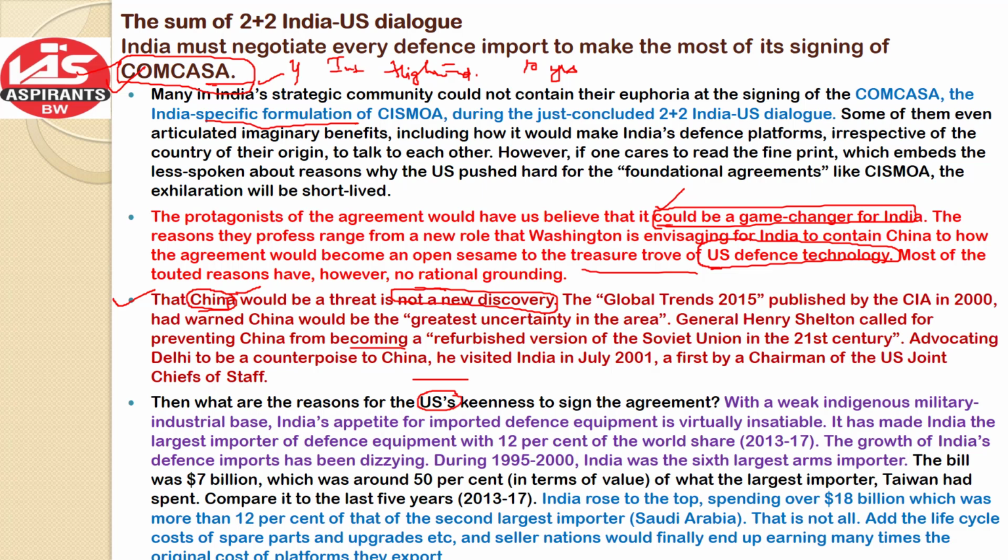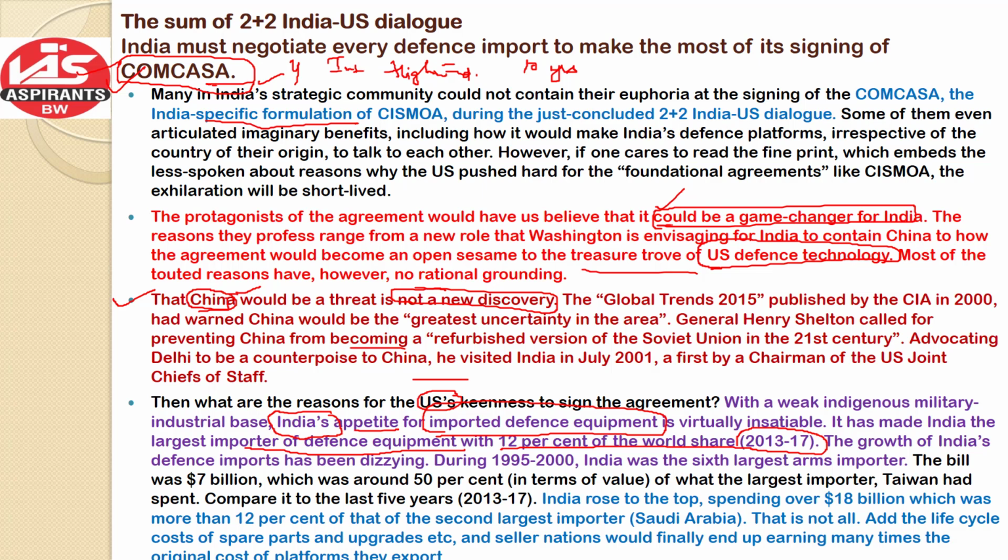The main thing is that India has a very good market. India has a very good appetite for imported defense equipment, and that is why the US is so keen on selling their defense equipment to us. If we see the data, India was the largest importer of defense equipment with 12% of the world share from 2013 to 17. That means we have a great market for the US to sell their military equipment, and that is why the US is so keen to sign the agreement.